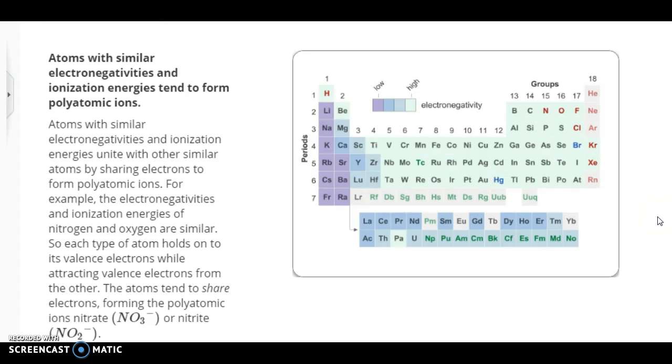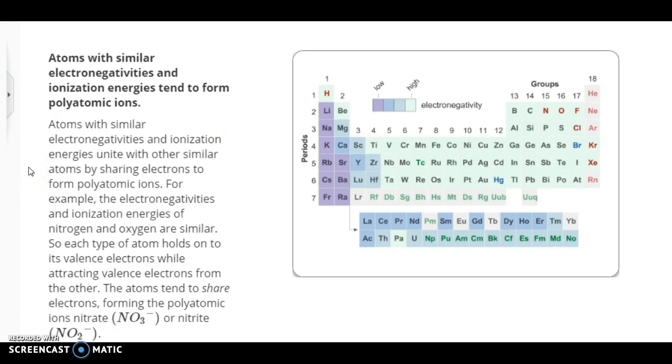Atoms with similar electronegativity and ionization energies tend to form polyatomic ions. Now they reverse the colors. I don't know why, they just did. So low electronegativity means that they do or do not want electrons? They do not. They do not want to become more negative. Nope, nope, nope. They want to be more positive. They want to get rid of their electrons. So over here, the nonmetals are the ones that are going to want to gain electrons.